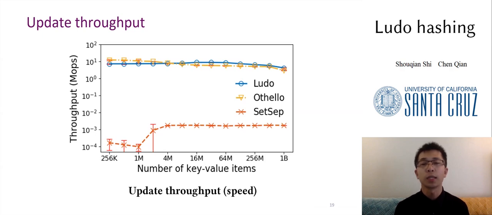The results show that Ludo and Othello allow more than 5 million update operations per second, while SASAP performs more than 1,000 times worse than the other two, even if we only consider the updates that do not cause the reconstruction for SASAP.